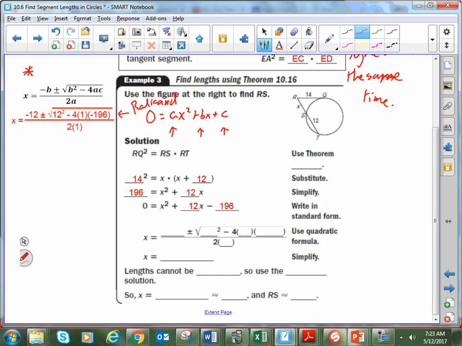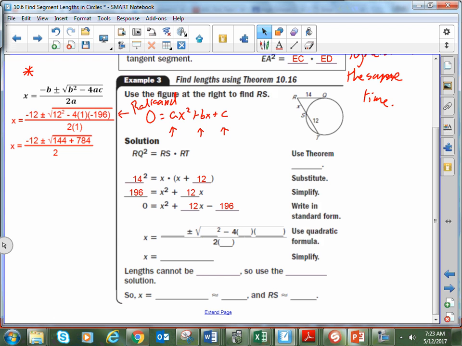Radicand, R-A-D-I-C-A-N-D. Okay? We're going to treat everything underneath the square root pretty much the same thing that we would anything inside of the parentheses. We're going to simplify all of that stuff first. That's what the order of operations is going to tell me to do. So that's what I'm going to do. I'm going to square the 12, and I'm going to multiply the 4, the 1, and the 196 together, and we wind up with 144 plus 784.